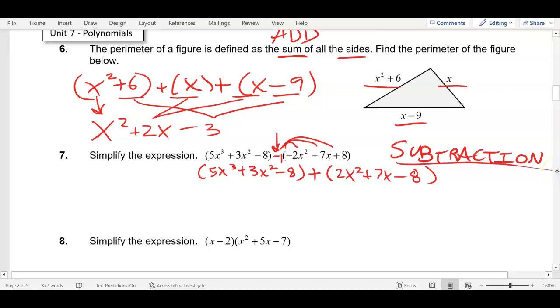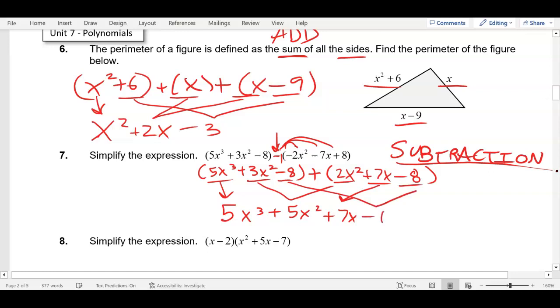And then your next steps are to combine like terms. So 5x cubed is the only cubed. Then we have 3x squared plus 2x squared, which is 5x squared. I have one x term. And I have two constants. Negative 8 minus 8 is negative 16. Cool.